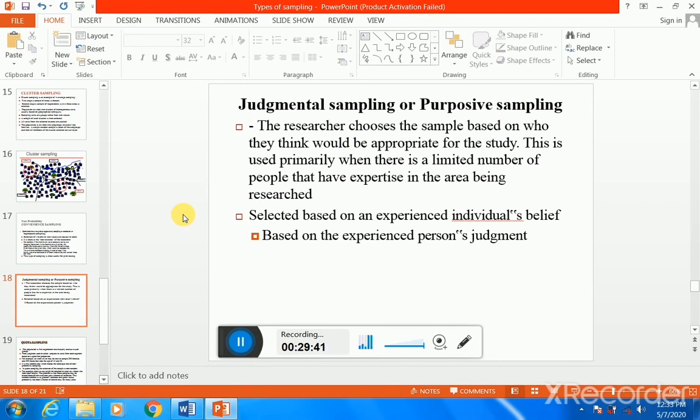So that is simply known as judgmental sampling. Hope, inshallah, a bit of an idea will be clear.